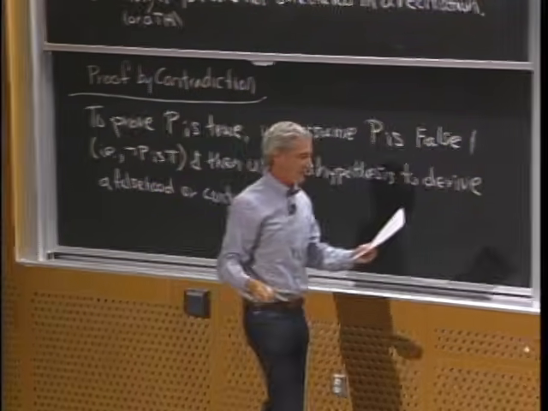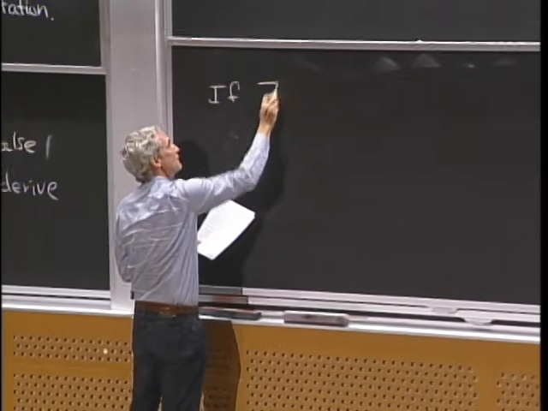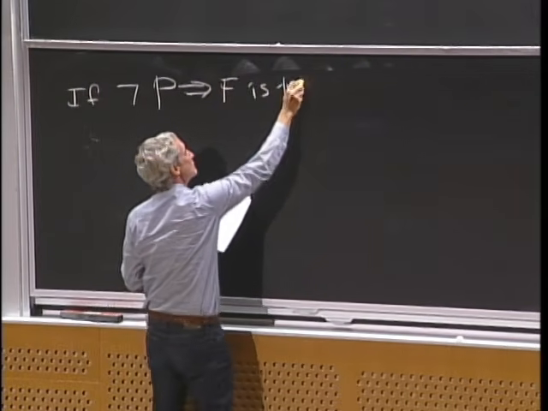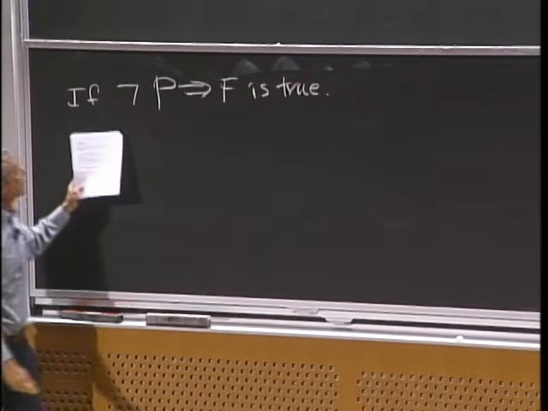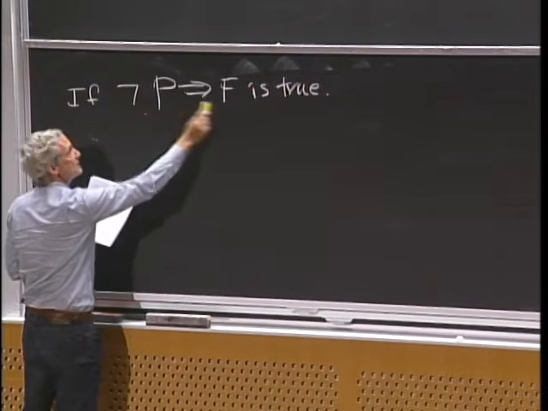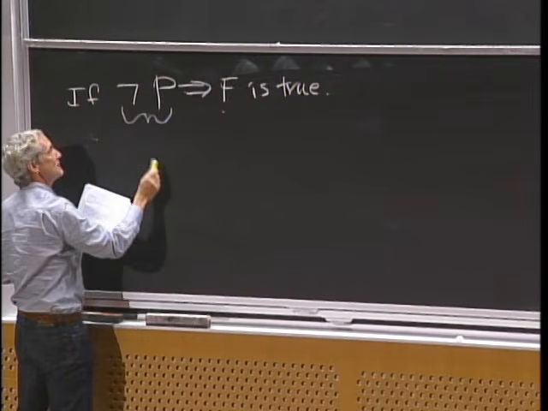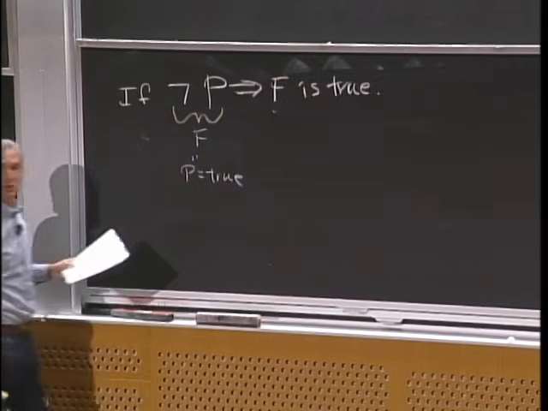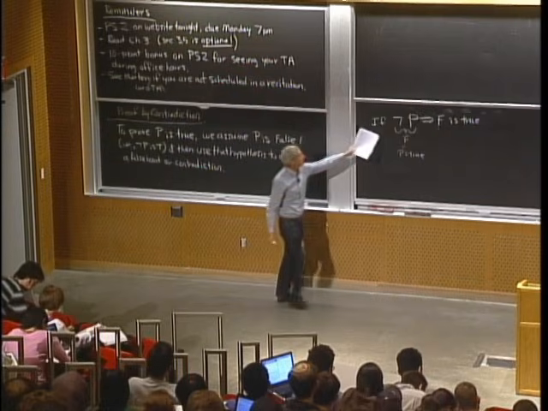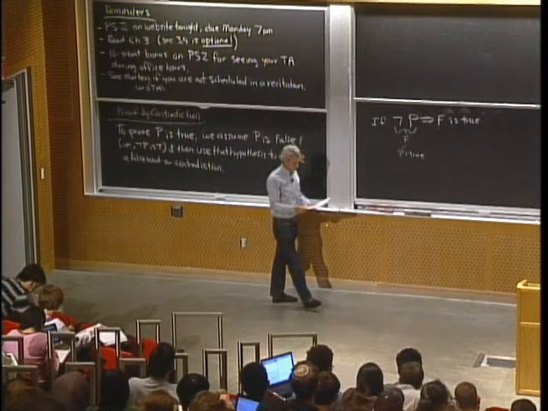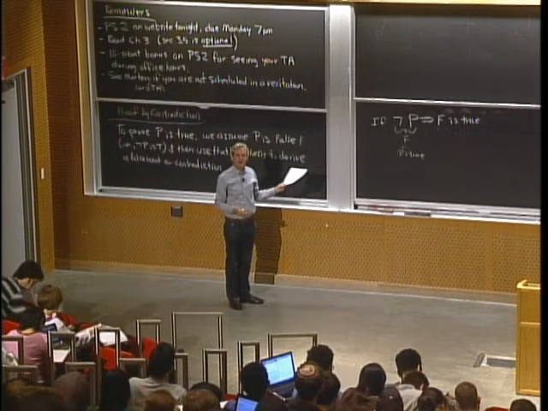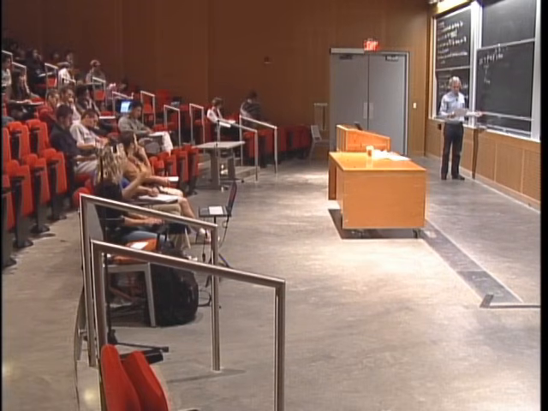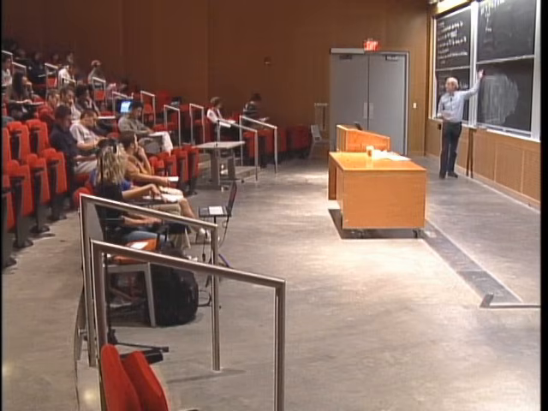Now, this works because if you can prove not P implies false is true, well, from last time, the only way this is a true statement is if not P is false, namely P is true. So we can conclude that P is true if we can show that not P implies a falsehood. Any questions about that? It's a lot of notation, and until you've seen it, it can be confusing. So maybe we should do an example.